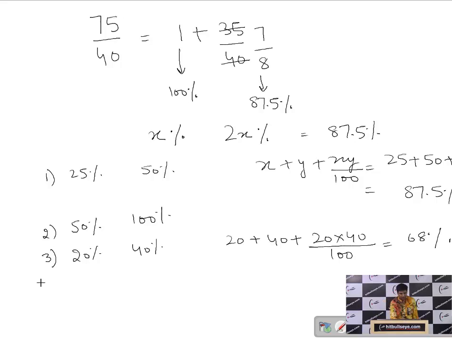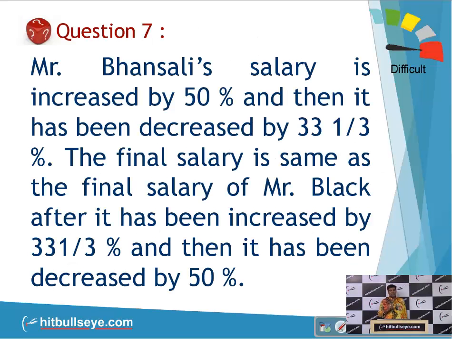So applying the same, we get 20 plus 40 plus 20 into 40 by 100, so which is 68%. Now fourth choice 30%, so the second must be 60%. This also already exceeds the required limit of 87.5%, that is it becomes 90%, plus it will have some cumulative effect also, that is x into y upon 100. So it will exceed the required answer. Hence the answer is 87.5%.